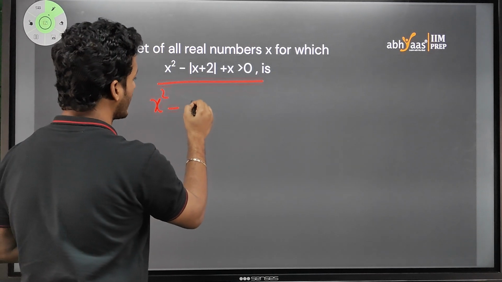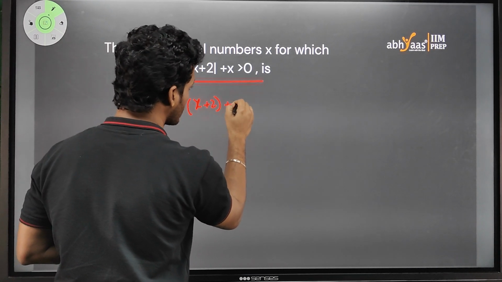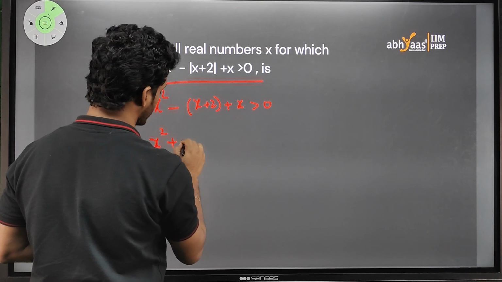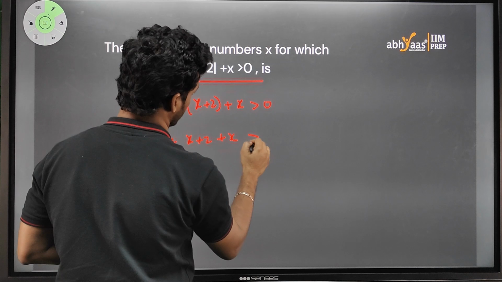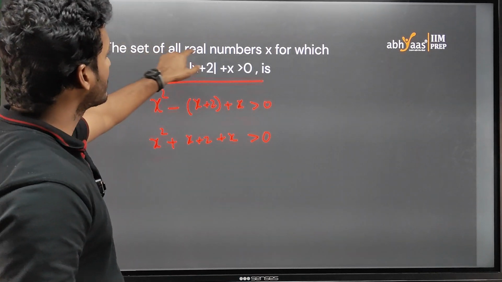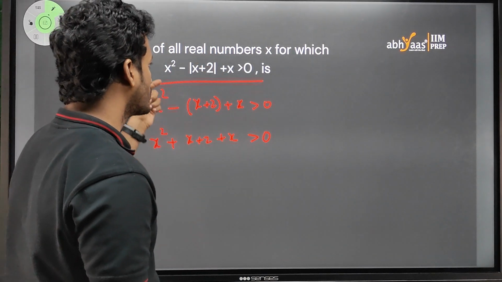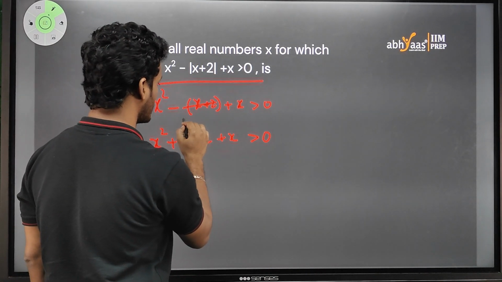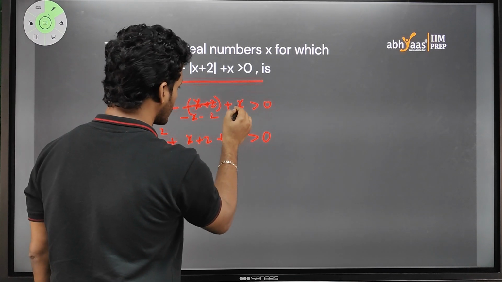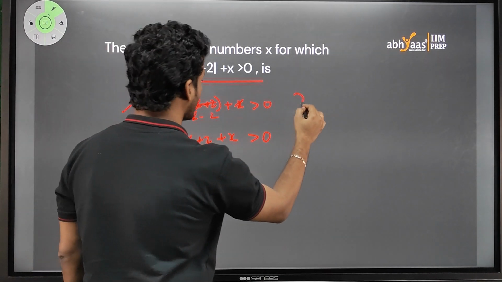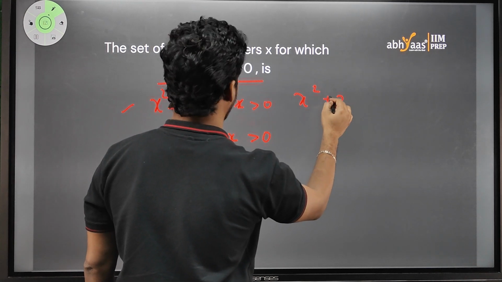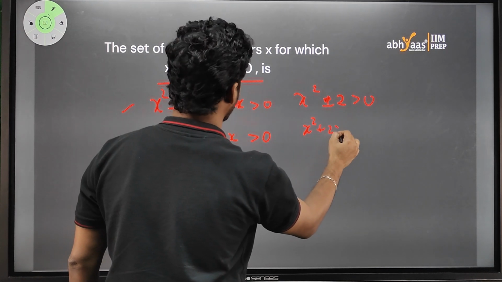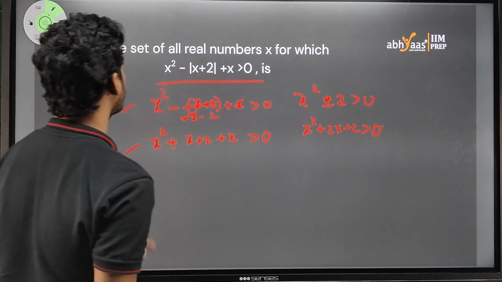You can take it as two functions. One is x square minus x minus 2, and the other is x square minus of minus x plus 2, which is x plus 2 plus x. So the set of all real numbers x for which this is greater than 0, that means you have to prove minus x minus 2. If this is expanded it will be minus x minus 2, so x and x get cancelled, and you will get two conditions: x square minus 2 greater than 0, and another quadratic equation, x square plus 2x plus 2 greater than 0.